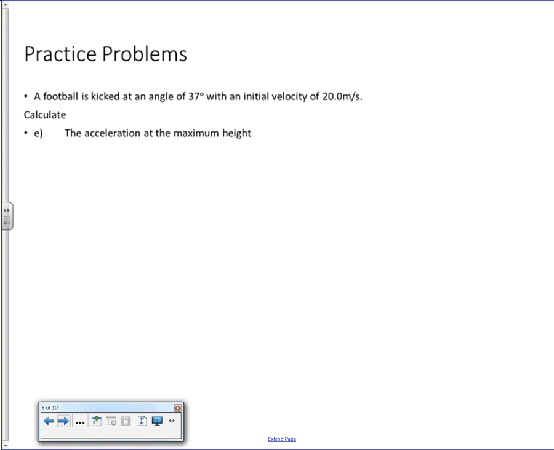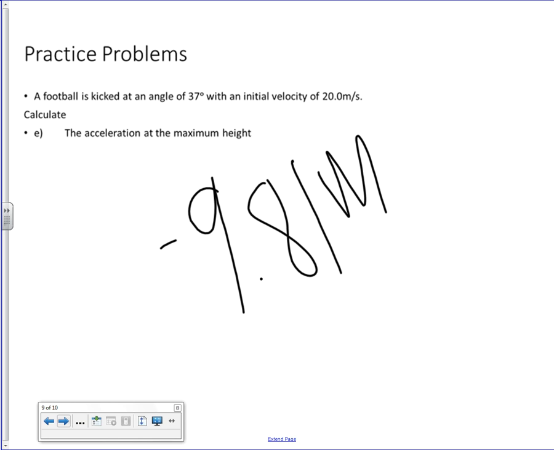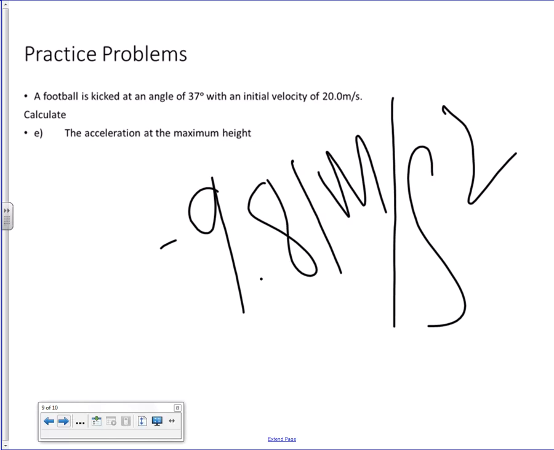Second part, acceleration at the maximum height. So acceleration is never changing in these problems. It's always the same. It's always negative 9.81 meters per second squared. We should know this by now. So yes, the acceleration at the maximum height is still negative 9.8, and that's why it changes direction: it's slowing down, and that acceleration is still affecting it, so it changes direction.